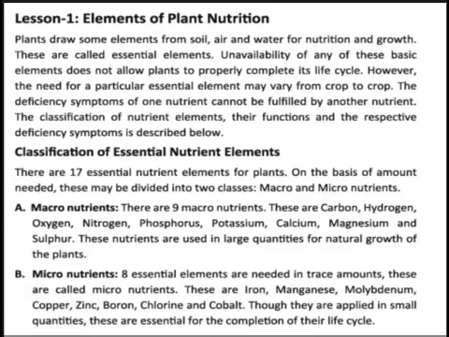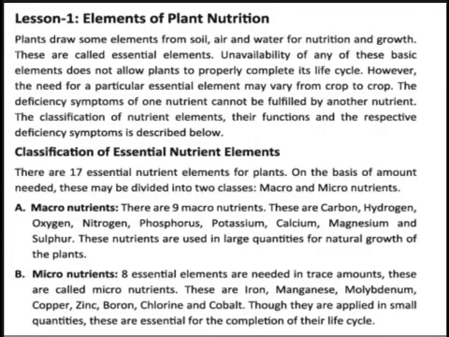However, the need for a particular essential element may vary from crop to crop, and different crops need different essential elements. The deficiency symptom of one nutrient cannot be fulfilled by another nutrient. That means if one crop needs oxygen and I supply nitrogen, it will not be fulfilled by another nutrient. So that is why we are discussing the classification of nutrient elements, their functions and the respective deficiency syndromes. Classification of essential nutrient elements.